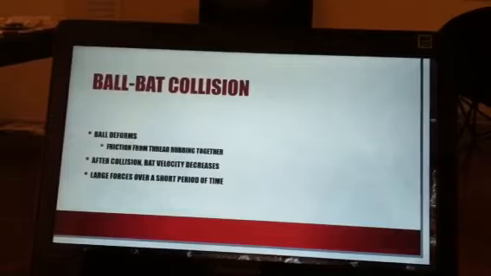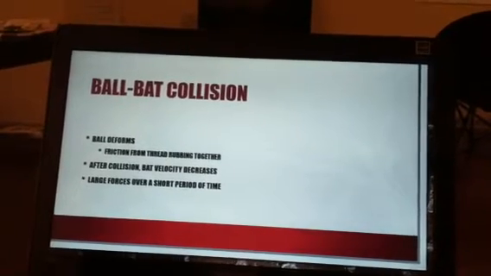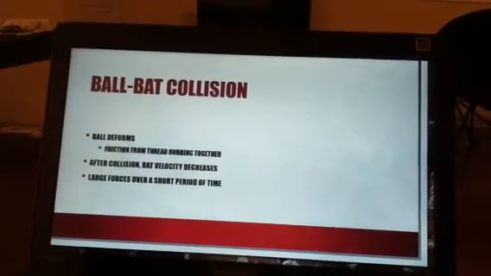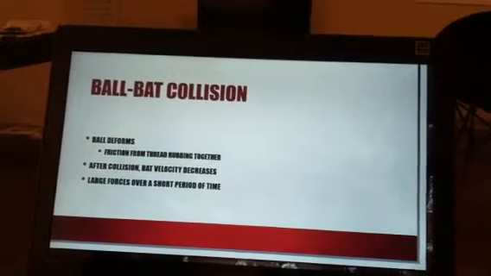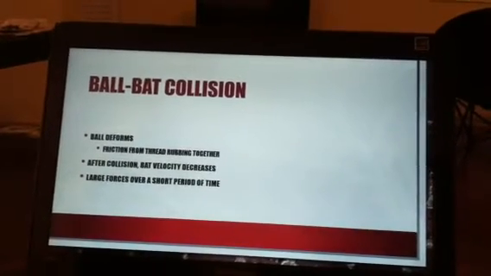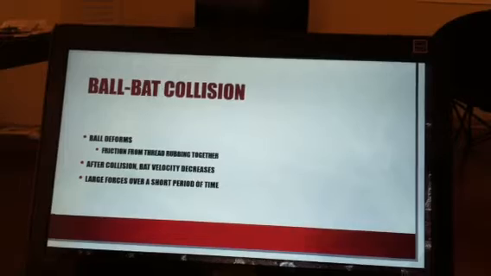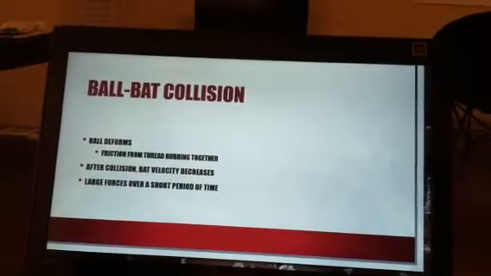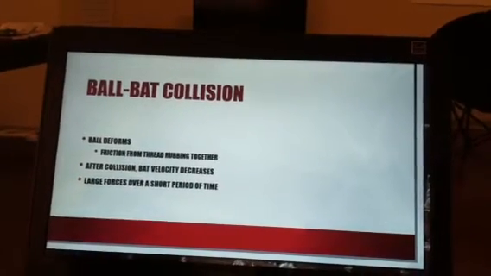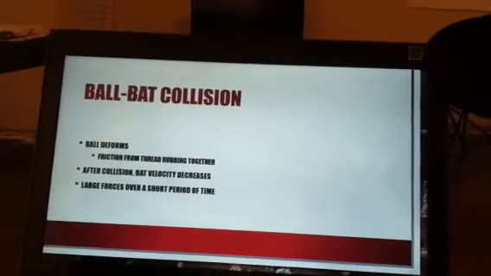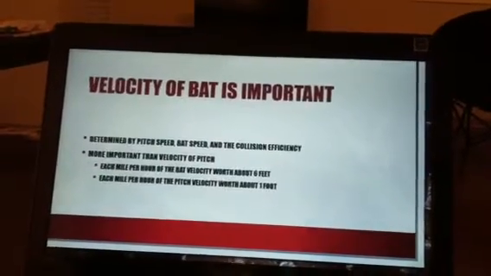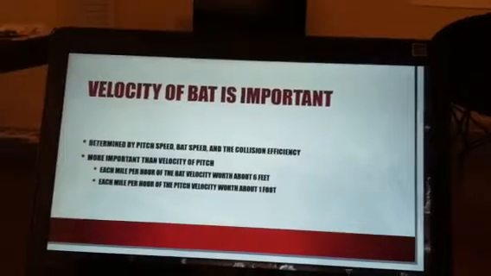This occurs because the friction from threads rubbing together decreases the energy of the system. After the collision, the velocity of the bat decreases and the speed of the ball increases at a different direction than it initially had. Large forces over a short period of time allow the collision to show how quickly it occurs. The velocity of the bat is important.